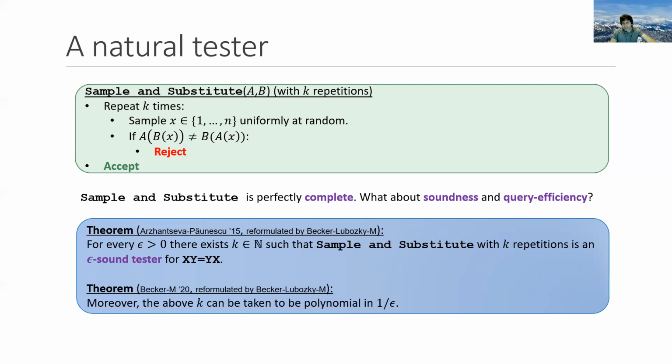Now, furthermore, the result of Oren Becker and myself says that k can be taken to be a polynomial in 1 over epsilon. So we conclude that not only is xy equals yx testable, but the necessary number of queries is at most polynomial in 1 over epsilon, which is good.